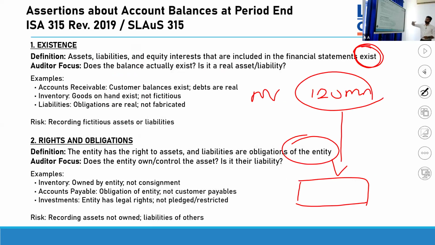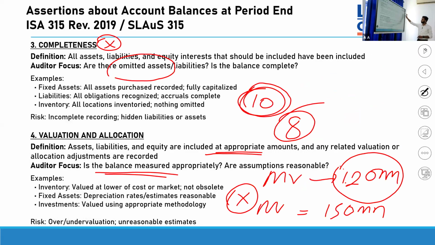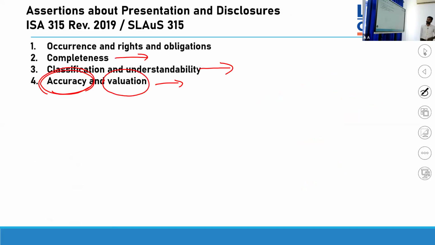Keep in mind, for the profit or loss statement, there are 5 assertions. For the balance sheet, there are 4 assertions. For the presentation and disclosures, there are 4 assertions. Right? No need to worry about these things under disclosure.